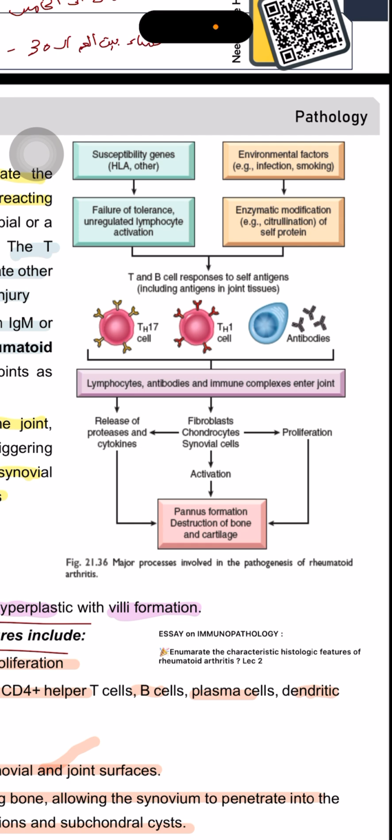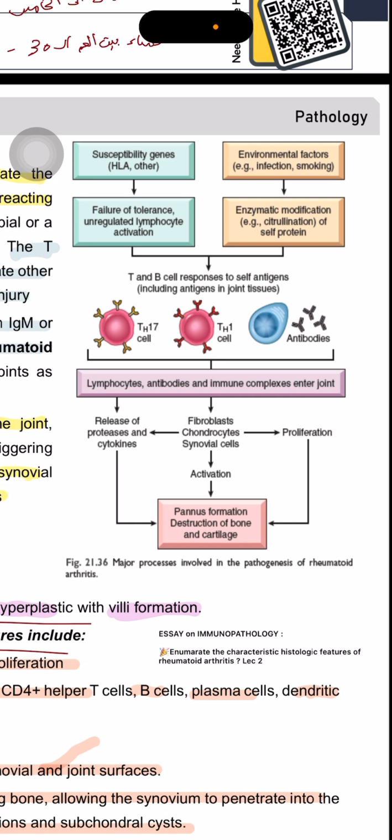Self-antigen, as we see, includes antigens in joint tissues. This does not mean the patient has an antigen. No, it means the joint tissue is the self-antigen. So the body, because of these genes and environmental factors, will attack the body tissue, produce antibody, attack the tissue, cause injury, and form immune complexes, antibody-antigen complexes, in the joint tissue.